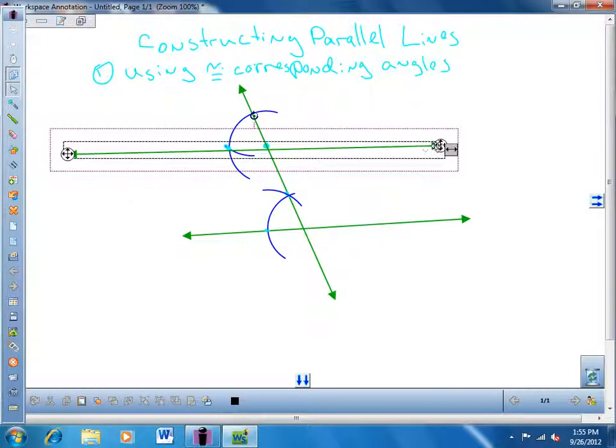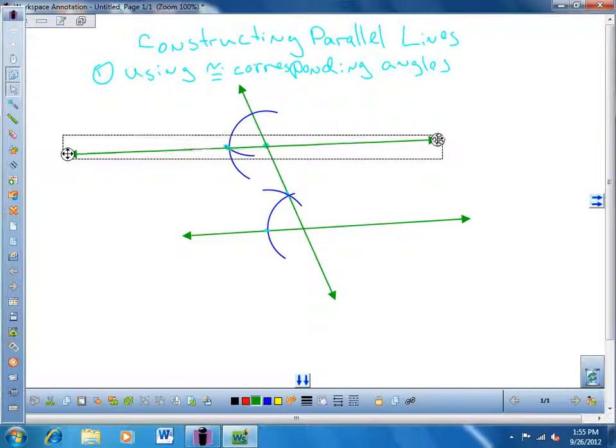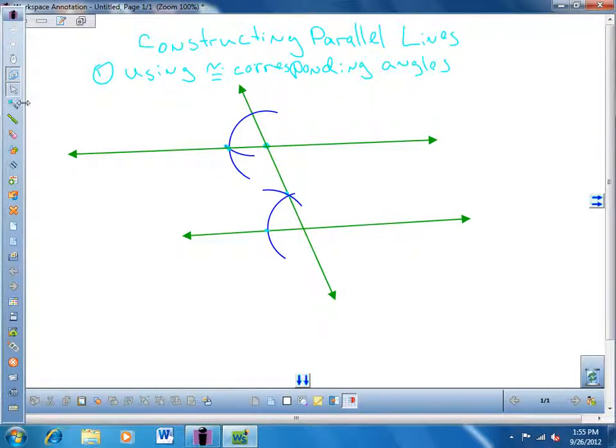Okay, I don't know if mine's very... Yeah, mine doesn't look parallel. It takes practice. Not everyone can be a professional like me. Okay. But wait a minute.